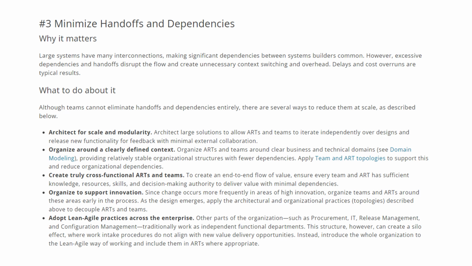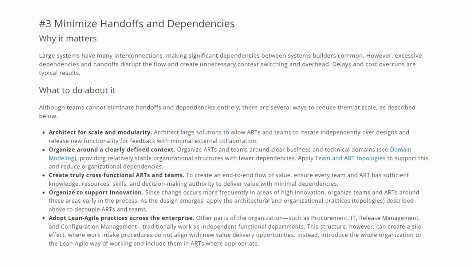The fourth option is organize to support innovation. Since change occurs more frequently in the areas of high innovation, organize teams and arts around these areas early in the process. As design emerges, apply the architectural and organizational practices that have been described above to decouple arts and teams.